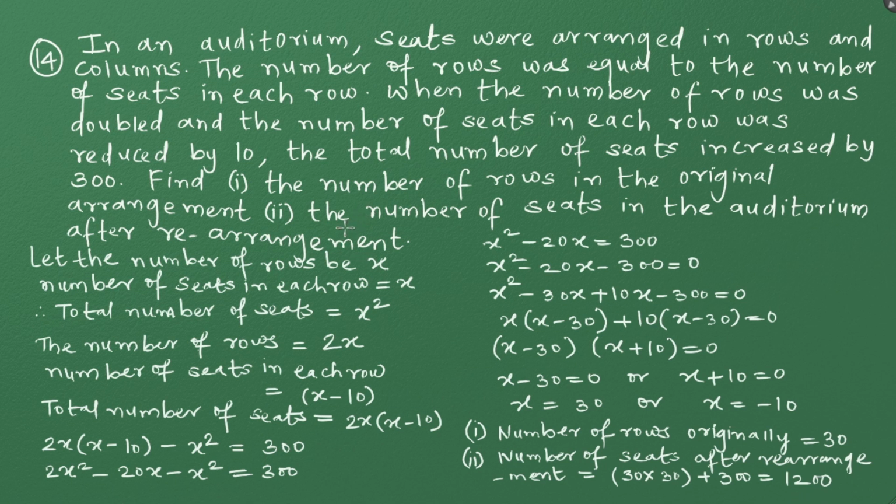The number of seats in the auditorium after rearrangement can also be obtained by substituting the value of x in the equation 2x multiplied by x minus 10. So 2 multiplied by 30 multiplied by 30 minus 10. So this gives 60 multiplied by 20, which equals 1200. And also it can be obtained by substituting in x square plus 300, which is the number of seats after rearrangement.